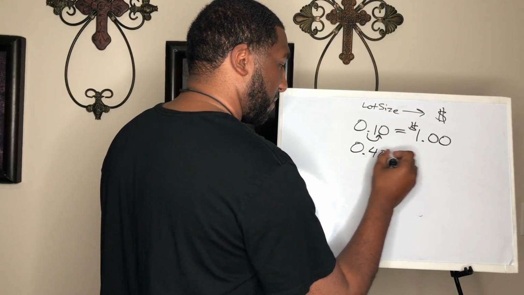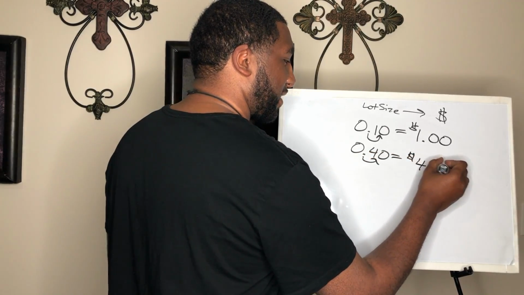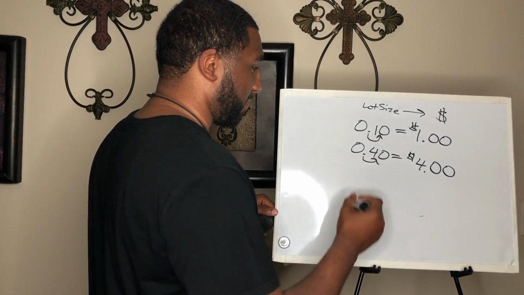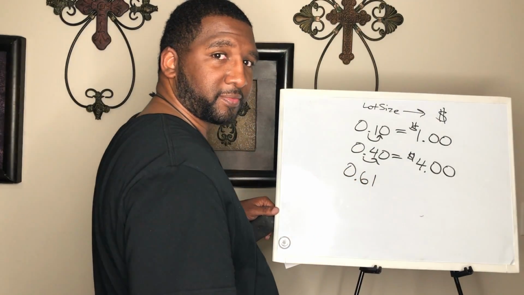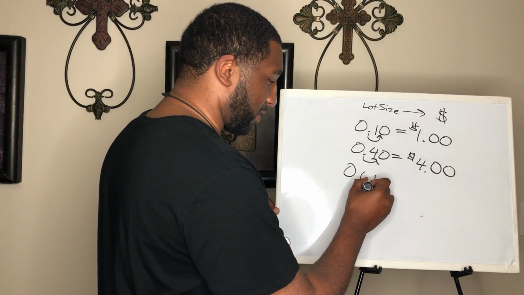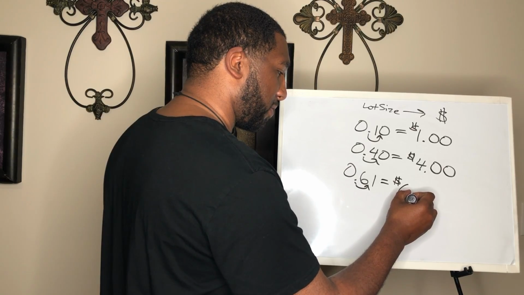All right, so 0.40. What is that? You should be saying it faster than I can write it. $4 a pip. All right, so what's this? 0.61. Ooh, threw a curveball in there. Look at this. What would that be? 6.10.